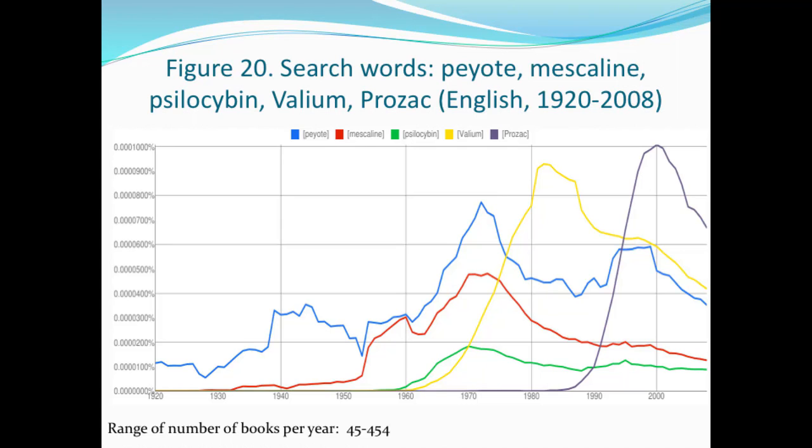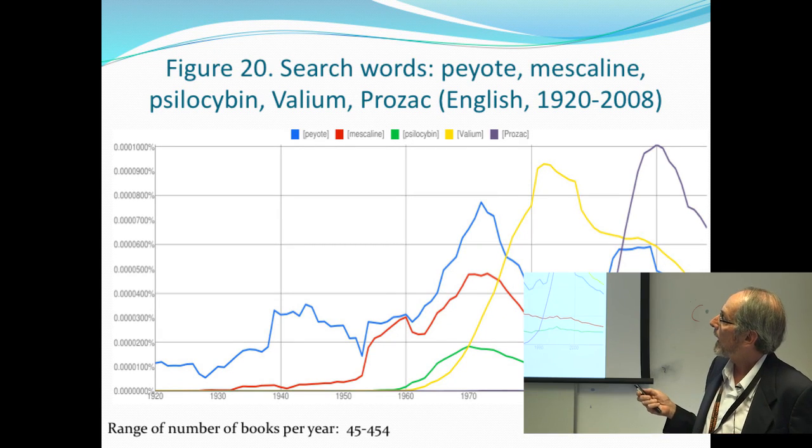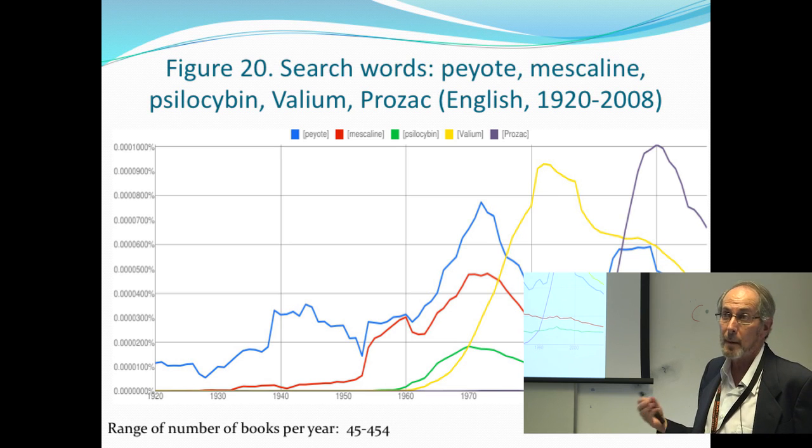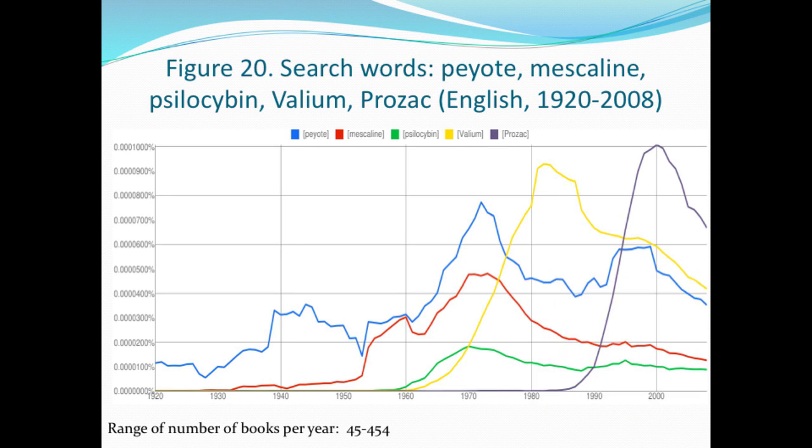And again, we started off this project by looking at Prozac and Valium. So what I have here is Peyote, the blue line. And again, you recognize the interest in it, as we've seen before. Mescaline and psilocybin do not occur with great popularity in the corpus. And here's your Valium curve, nicely matching up with the Valium addiction of the late 70s and early 80s.